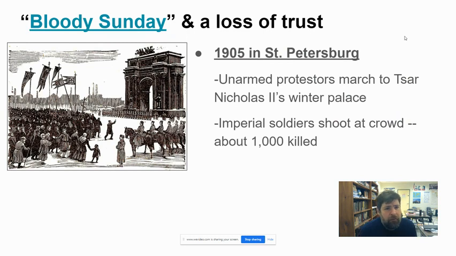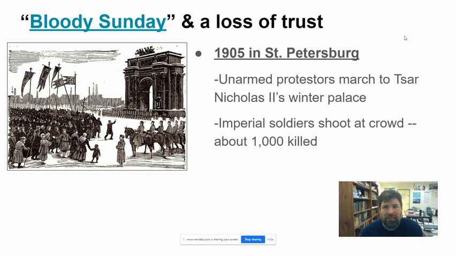In 1905, peasants who are unhappy with the Tsar and want reforms march on his palace in St. Petersburg, and things get out of hand. The Tsar's troops shoot at the crowd, killing about 1,000 innocent people. This does lead to some reforms and starts to put some checks on the Tsar's power. They put in place something basically like a parliament or a legislature called the Duma, but it doesn't have a whole lot of power.